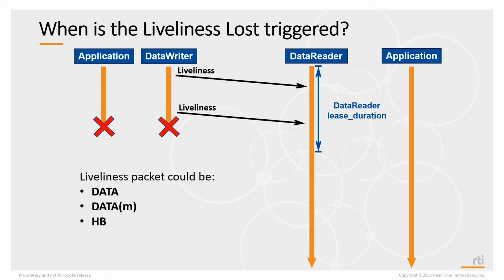But let's say after you've received a couple of liveliness packets, the application crashes. In the next lease duration, you don't receive any liveliness packets. You don't receive data packets. You don't receive data M packets. You don't receive heartbeat packets. Then at the end of that lease duration, it's going to say, hey, I didn't receive any liveliness packets from that data writer, so I'm going to notify the application that that data writer's liveliness has been lost.